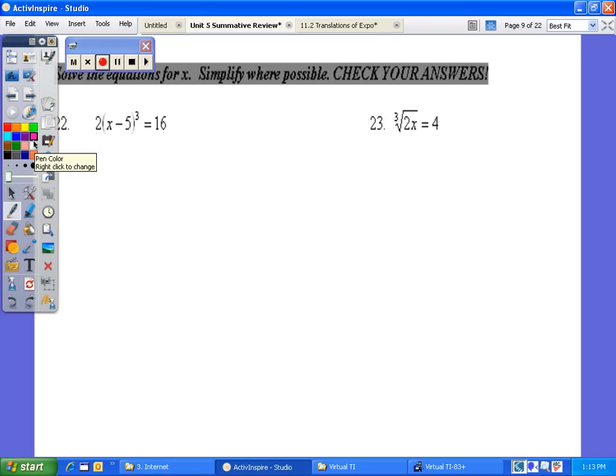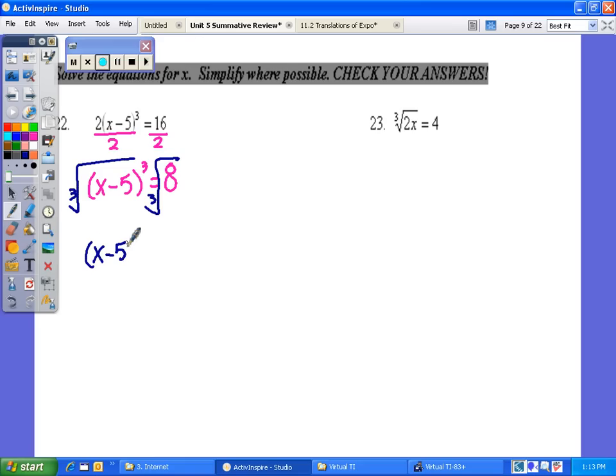Alright, now to the solving section. This is the one that I did in class. So first thing you want to do is divide by 2. And you get (x − 5)³ = 8. The only way to get rid of the cube is to do the cube root. So we have x − 5, oops, no more parentheses, equals the third root of 8, which is 2. Now we're going to add the 5, and we find out that x equals 7.